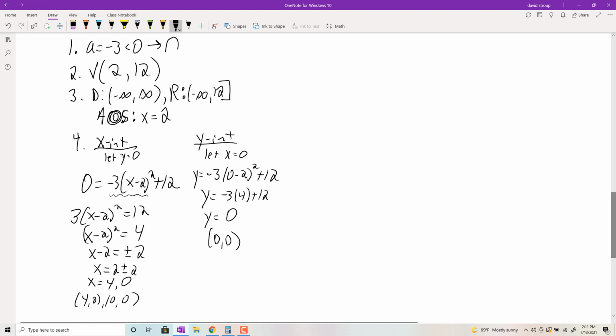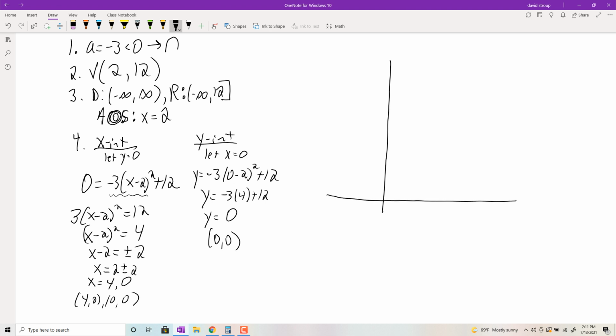So the vertex is 2, 12, so I'm going to make it real big in the first quadrant for us. So 1, 2, 3, 4, 5, 6, 7, 8, 9, 10, 11, 12 is the vertex. That's also where our axis of symmetry is going. And then the y-intercept is 0, 0, and we have an x-intercept there as well on the same point. And then 4, 0 for the other x-intercept. Then we can connect the dots, and it should be symmetric about the line of symmetry.